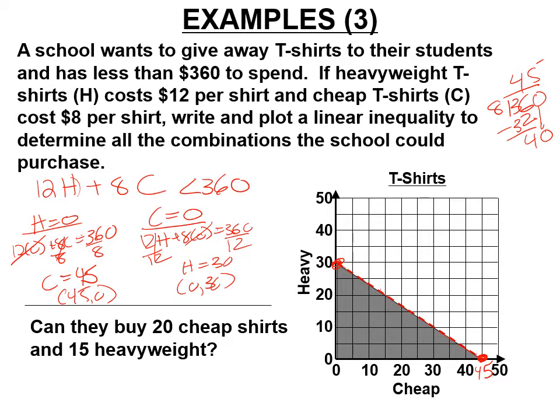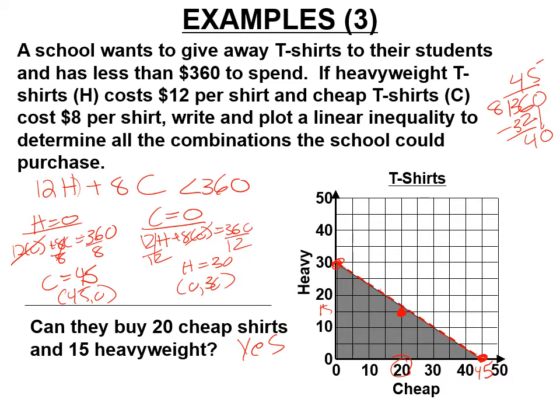Can they buy 20 cheap shirts and 15 heavyweights? All right, there's two ways to tell, right? So we're going to look at the graph. 20 cheap shirts and 15 heavyweight. Right? Yeah, they can, right? According to the graph, and this graph is looking pretty accurate, it's below the line, it's in the shaded area, so the answer is yes.